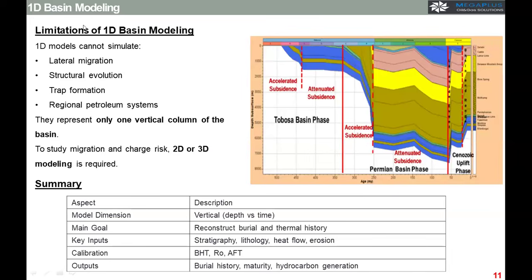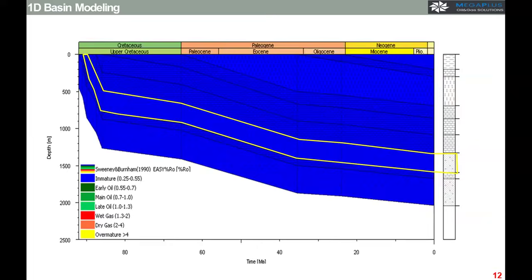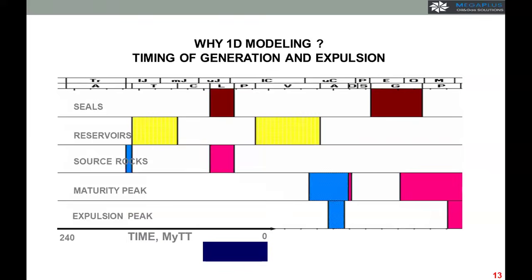The lateral migration, we cannot see it. It is just a relation between depth and time, vertically. You cannot see lateral migration, which may be coming to your well from another kitchen that is not vertically below your reservoir. This is a case showing us that integration is very important. As we say, the 1D model is very, very important, but you should not depend only on the 1D model.